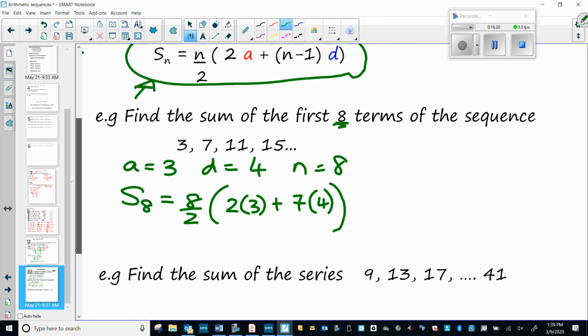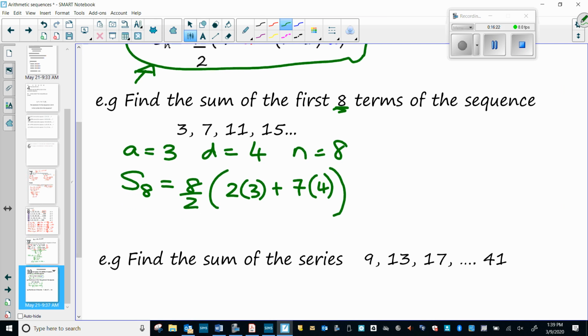Please be careful if you're using your calculator for this, or if you're doing it in your head. Actually, the calculator is better because you can just stick it in as you see it, using brackets. If you do it by hand or in your head, sometimes that's where mistakes are made. So we've got 4 lots of 6 plus 28, so 4 lots of 34, which is 136. So the sum of the first 8 terms of that sequence would be 136. Again, double check, does your answer make sense? If you're adding up numbers, you can see they're getting bigger each time. It's not going to be a small number.